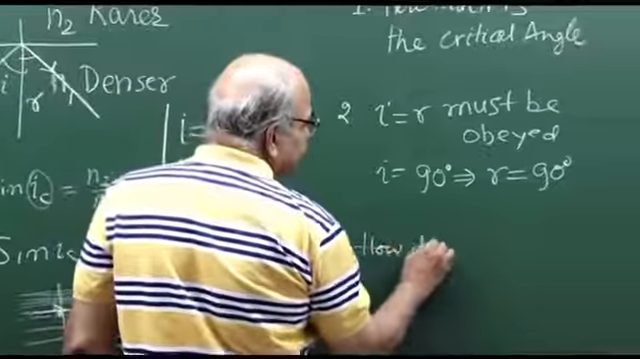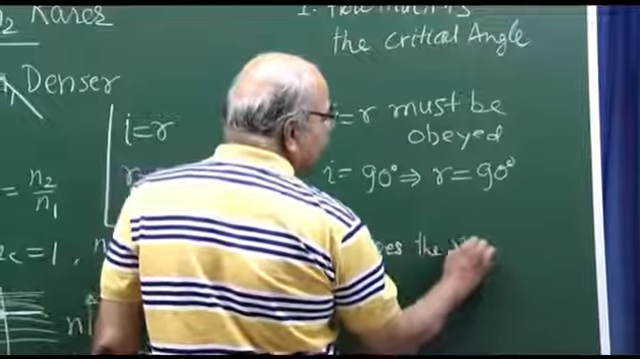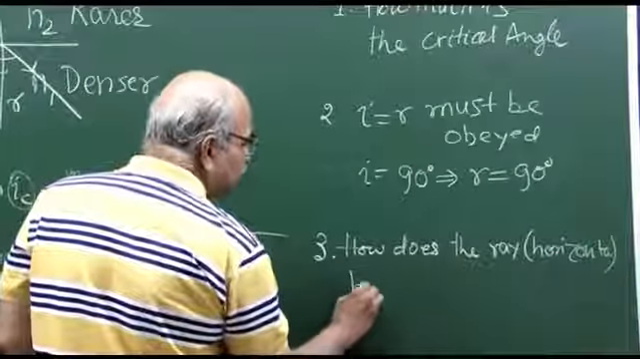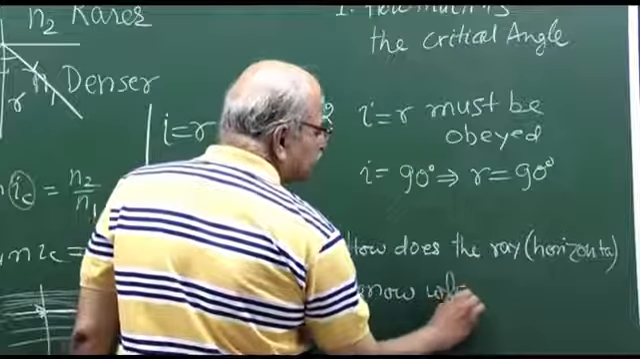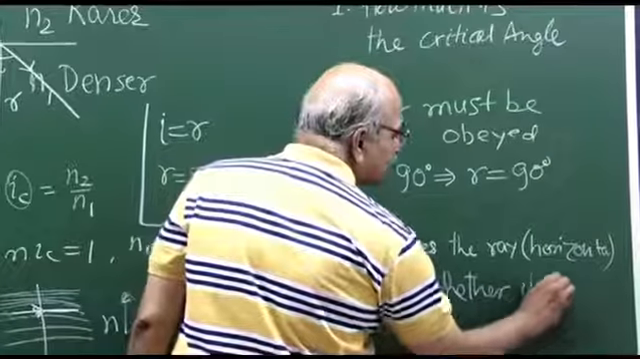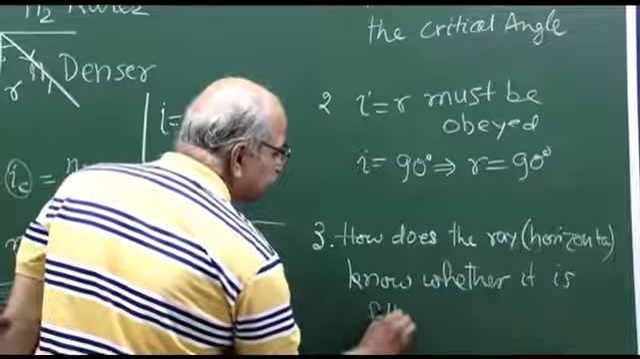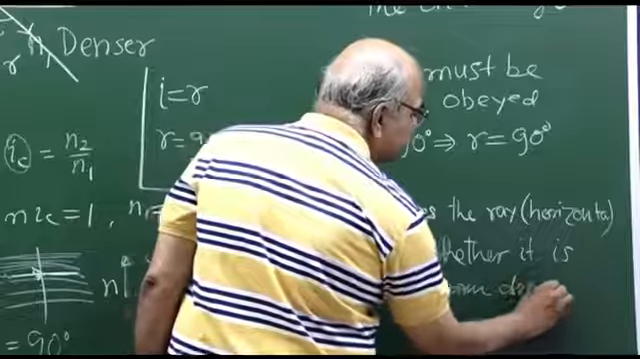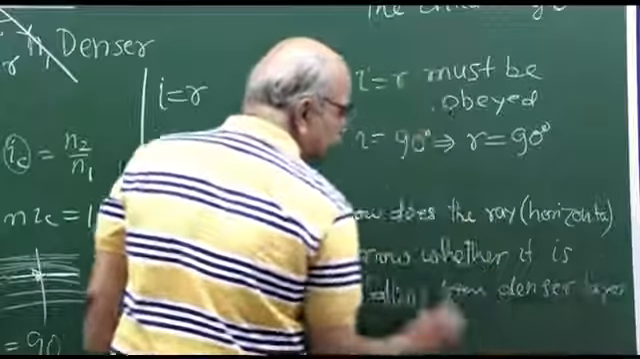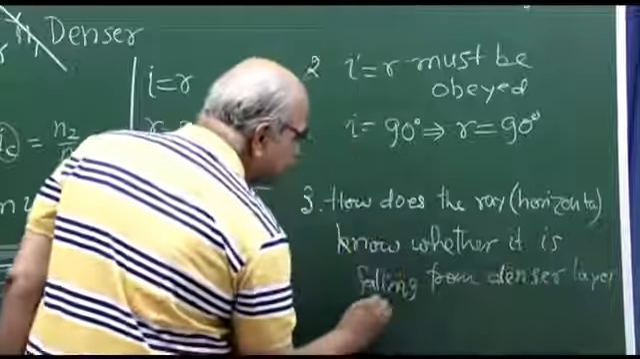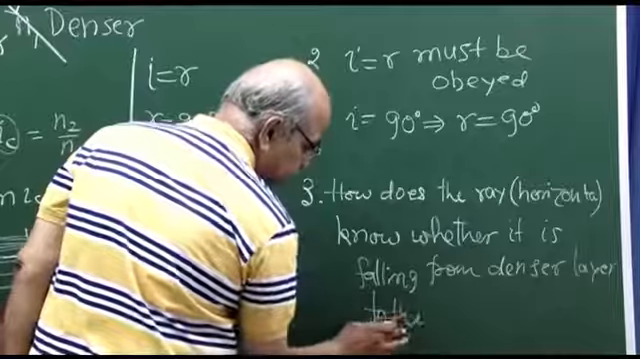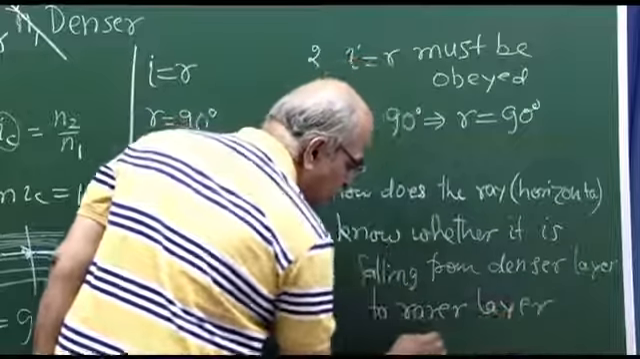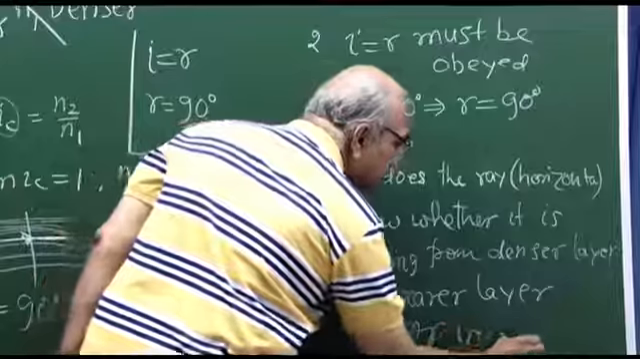How does the ray which has become horizontal know whether it is falling from denser layer, denser means optically denser, remember, to the rarer, or vice versa.